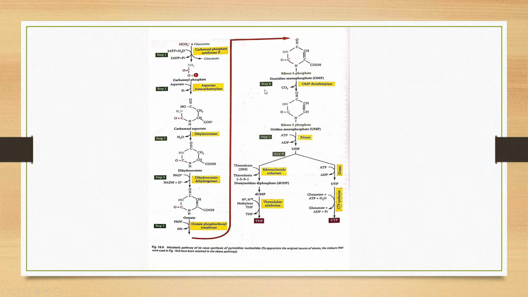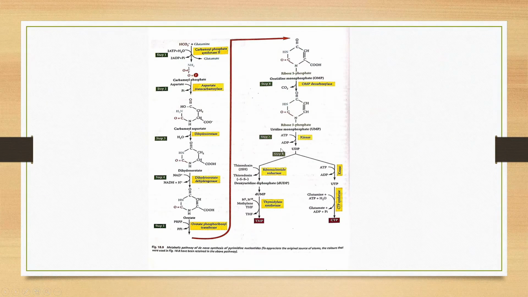Step 6, C7 of OMP is eliminated as carbon dioxide. That is OMP decarboxylase, producing UMP, uridine monophosphate. A kinase enzyme phosphorylates UMP, forming UDP. UMP kinase converts UMP to UDP, uridine diphosphate.